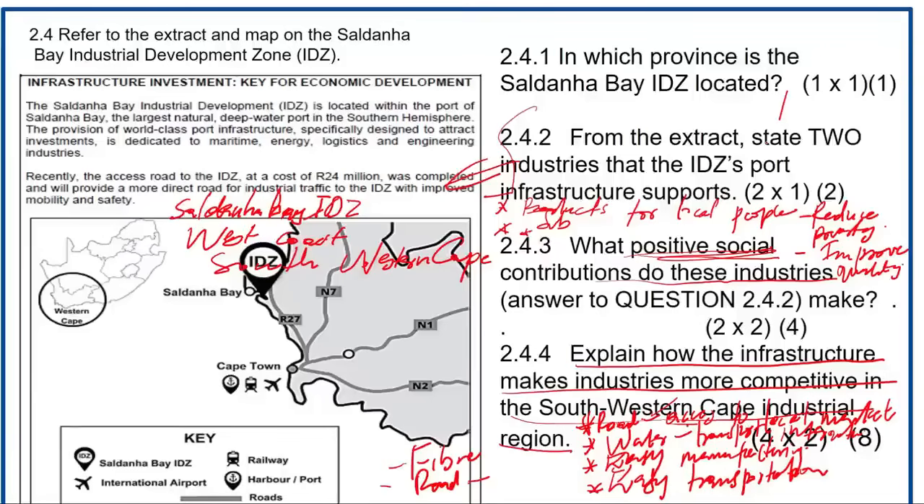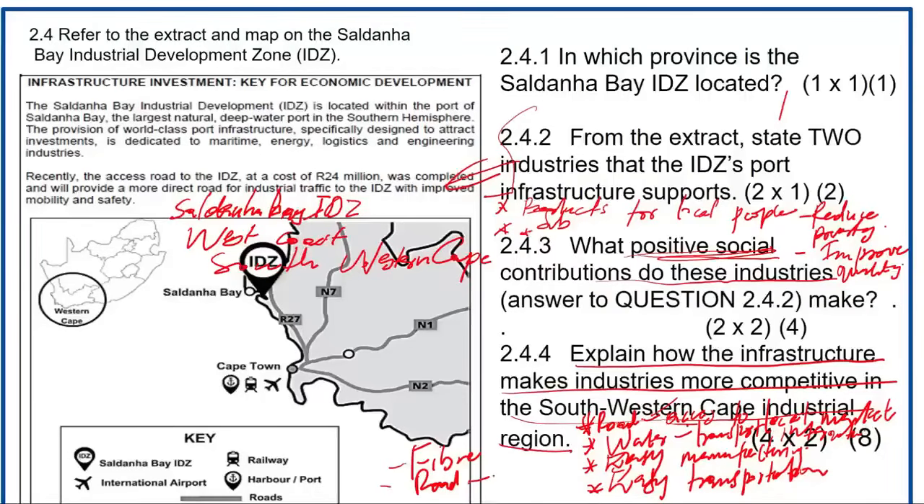Okay. I hope you understand the difference between raw material and mineral, because a mineral is a raw material, but not all raw materials are minerals. Some of the raw materials are not minerals.